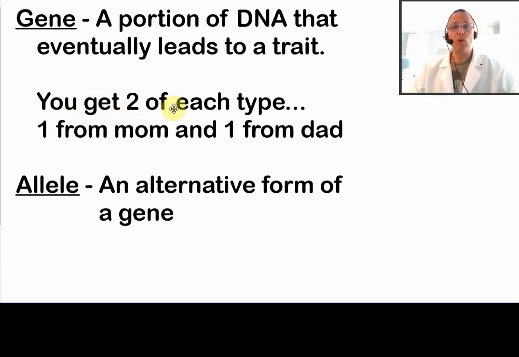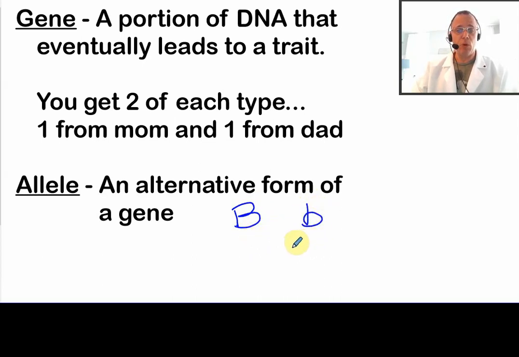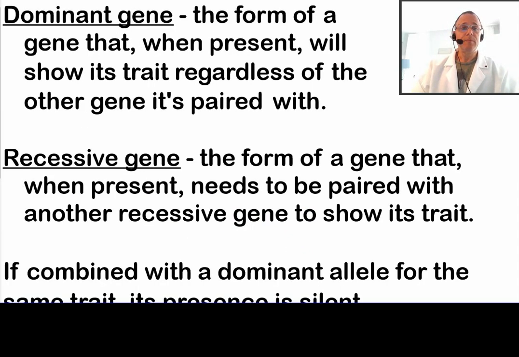Now, you get two of each type, one from mom, one from dad. Allele, an alternative form of a gene. We often talk about eye color as a trait. And with that, we talk about the genes that lead to it. We talk about blue eyes versus brown eyes. And if you recall from years past in science, we recognize those as letters, maybe big B for the brown eyes and little b for the blue eyes. More on that later. Back to the terms.